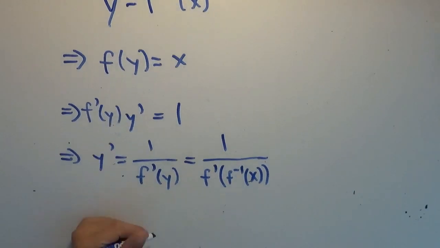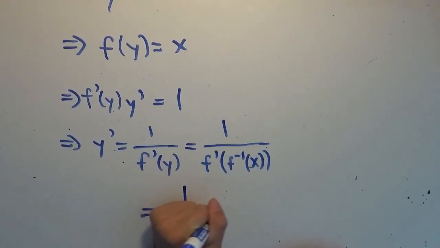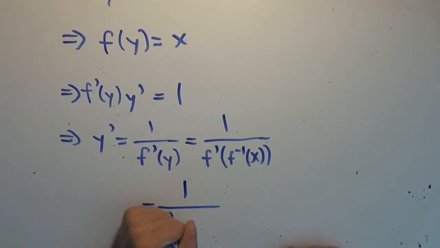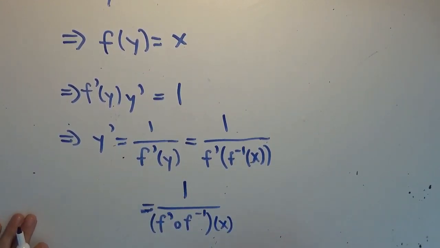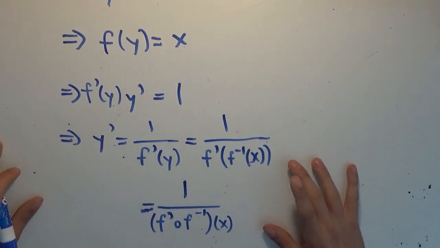It's a composition of functions. So it's 1 over f prime composed with f inverse of x. That's a valid way of writing it as well. So it's f prime, the derivative of f, composed with f inverse applied to x. So that's another way of writing it. But this is the derivative of the inverse function of f.